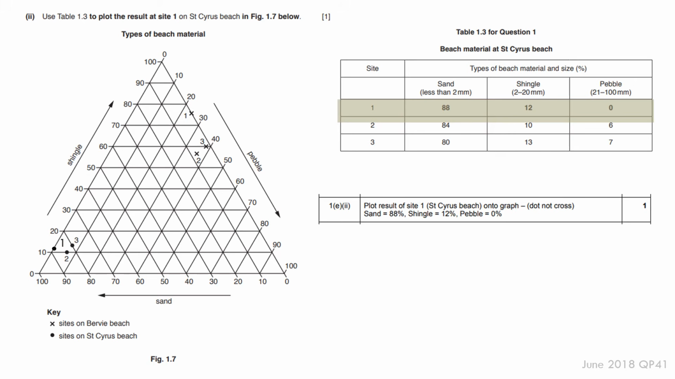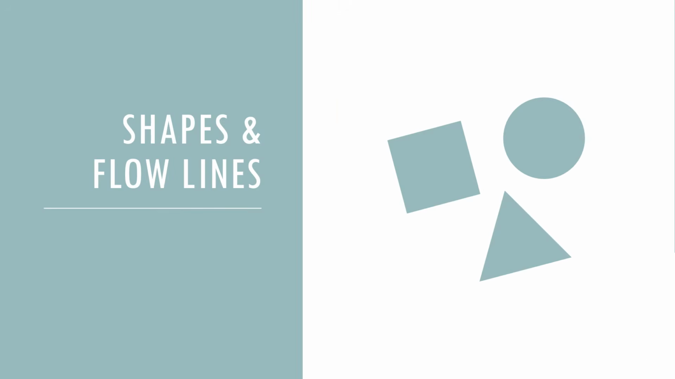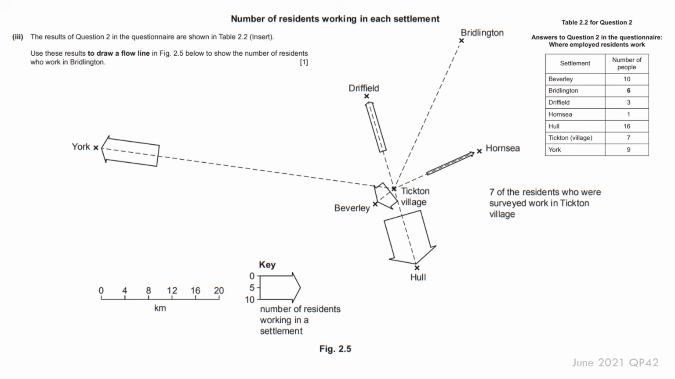Not a common question, but when it does come up, usually worth quite a lot of marks, so please do practice these. So another one is when you have to draw proportional shapes and flow lines. So for this one, we're having to draw a proportional arrow. So basically an arrow that's shaped according to a particular key. So here we need to draw a flow line or proportional shape, depending how you look at it, below to show the number of residents who work in Bridlington.